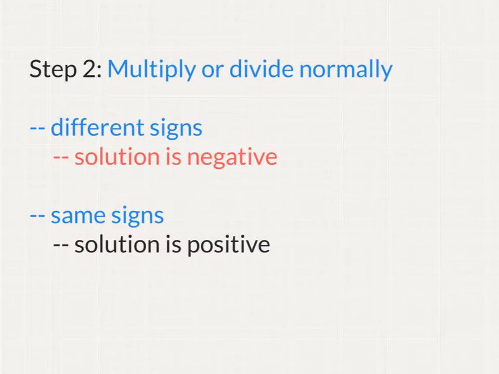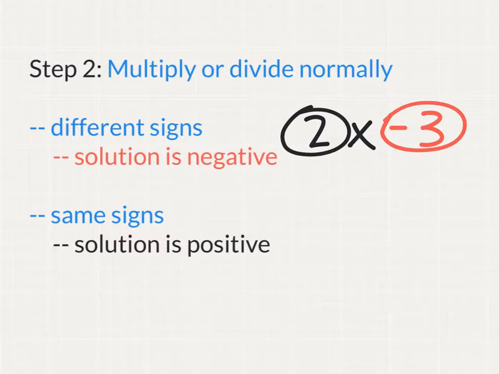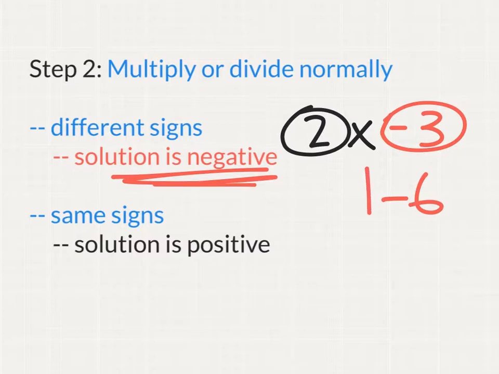So if I had 2 times -3, my first step was to check the signs, and I noticed they're different. So my solution is going to be negative. Step 2 says multiply as I always have. 2 times 3 is 6. I'm done. 2 times -3 is -6.